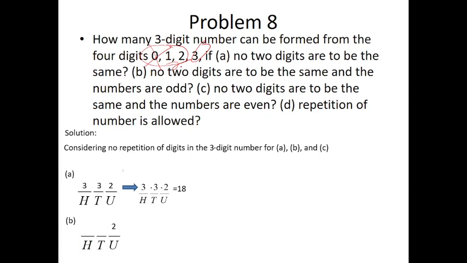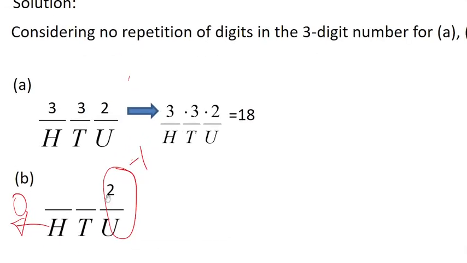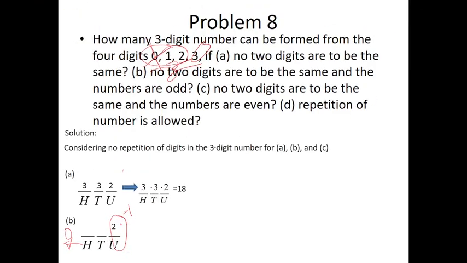In other words, this cannot be 0, and at the same time it is already occupied. So of the 4 total digits, minus 1 because it cannot be 0, minus 1 because it cannot repeat what was placed at the units place. Since there is no repetition, there are 2 left.